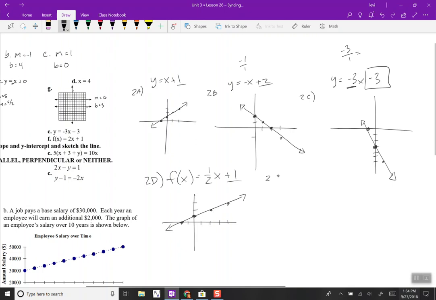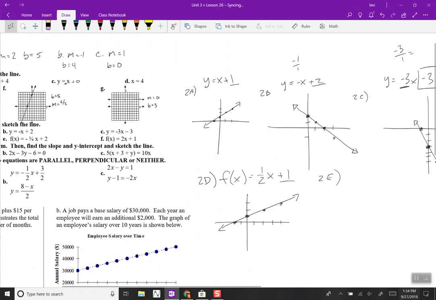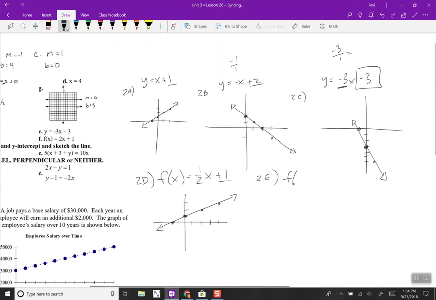A, B, C, D, E, 2E. F of x equals -3/4 x plus 2. So we see that our y-intercept is at 2. 1, 2. Our slope is down 3, right 4. That's what negative 3 over 4 means. So down 3, 1, 2, 3 over 4, 1, 2, 3, 4. Put our point, and that's enough for that one.